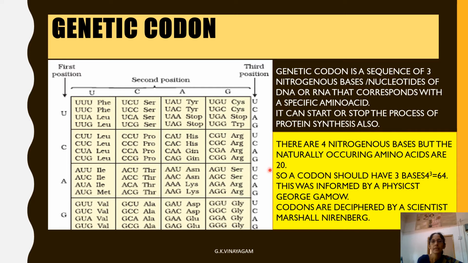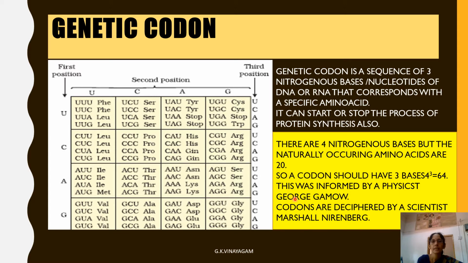So how many naturally occurring amino acids are there? There are 20 naturally occurring amino acids. There are 4 nitrogenous bases and 20 naturally occurring amino acids. So if a codon consists of 2 bases, 4 to the power 2, it can code for how many amino acids? Only 16. So if you take 4 to the power 3, then it can code for how many? 64 it can code. But naturally occurring amino acids are 20.